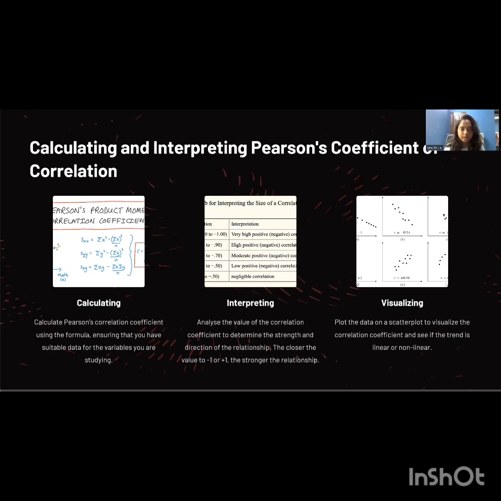Now calculating and interpreting Pearson's coefficient of correlation. Calculate Pearson's coefficient of correlation using the formula, ensuring that you have stable data for the variables you are studying. Interpreting: analyze the value of the correlation coefficient to determine the strength and the direction of the relationship. The closer the value to -1 or +1, the stronger is the relationship. Visualizing: plot the data on the scatter plot to visualize the correlation coefficient and see if the trend is linear or non-linear.